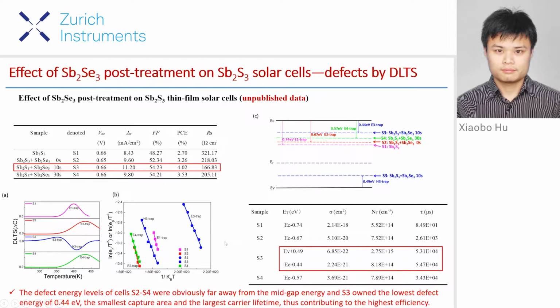By comparing the defect properties of the 4 samples, we find the defect energy levels of cells S2 to S4 were obviously far away from the mid-gap energy, and S3 owned the lowest defect energy of 0.44, the smallest capture area, and the largest carrier lifetime. So this may explain the highest efficiency of sample 3.